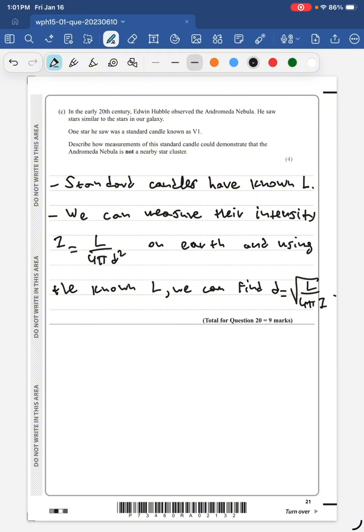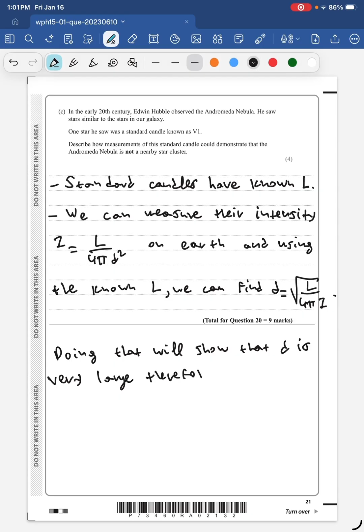All right, so doing that will show that D is very large. Therefore, the Andromeda is not a nearby cluster. Okay, and that's the answer.